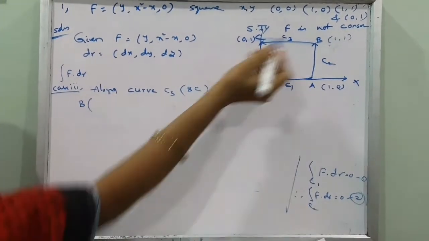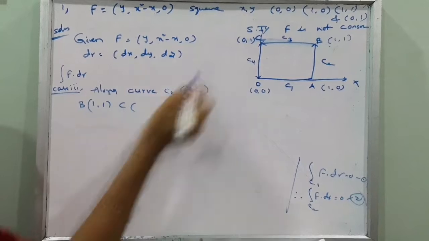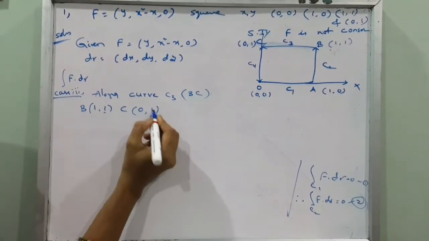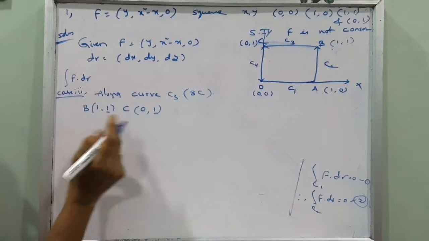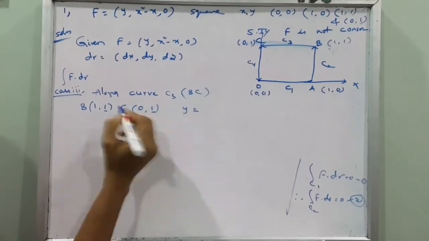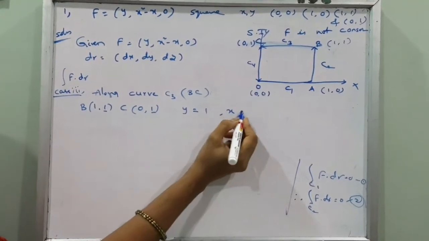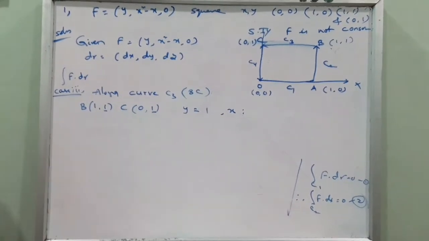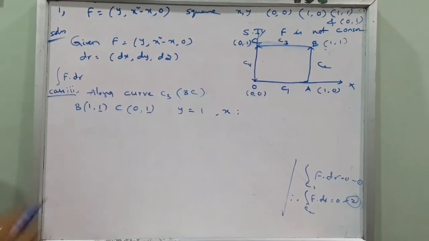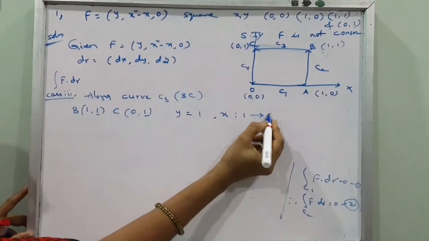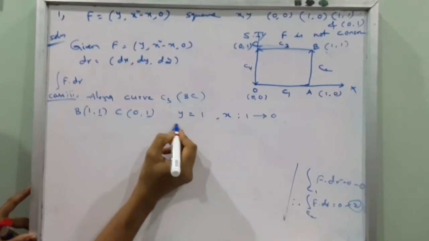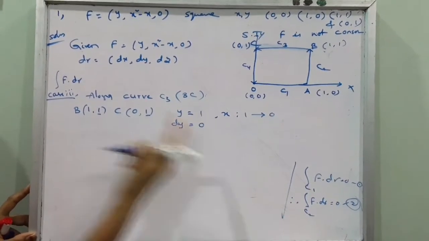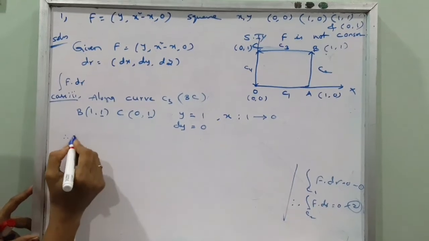Here the coordinate of B is (1, 1) and C is (0, 1). The common coordinate is 1, so the y coordinate is common, then y is equal to 1. Therefore, the x limits become 1 to 0. If y is equal to 1, then dy will be 0, because the differentiation of a constant is 0.